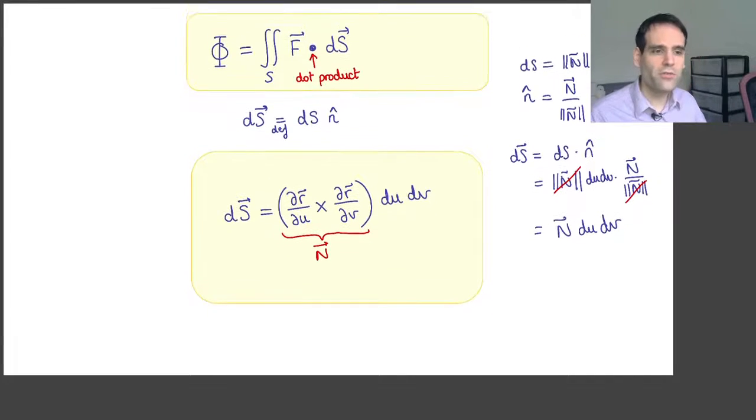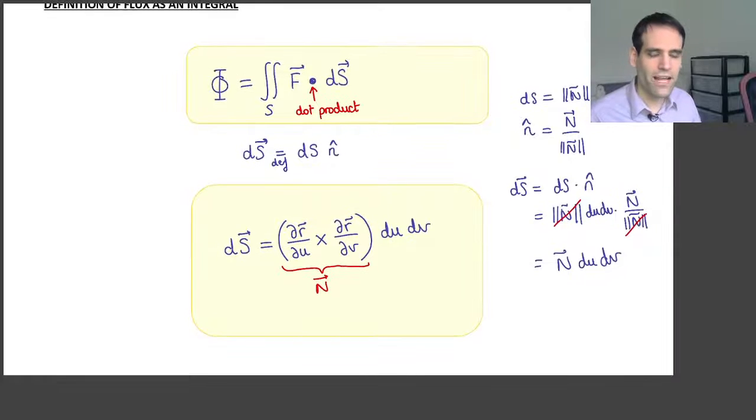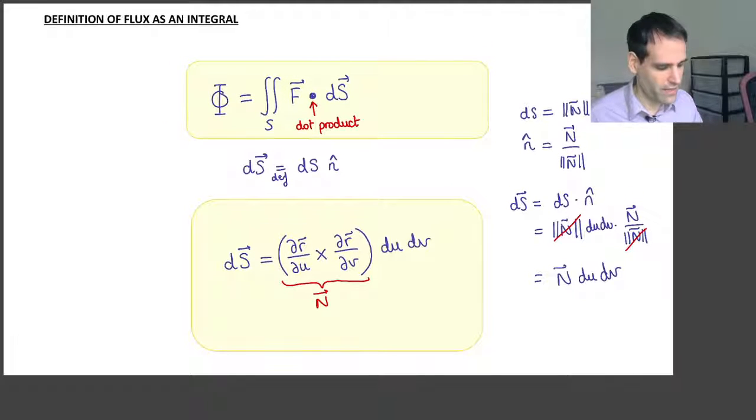In the next video, I'm going to do a step-by-step recipe for calculating flux integrals. And in particular, I will show that there are other ways of finding dS. So you don't necessarily have to do this equation. You can also do it by geometrical intuition or by looking it up on a table.